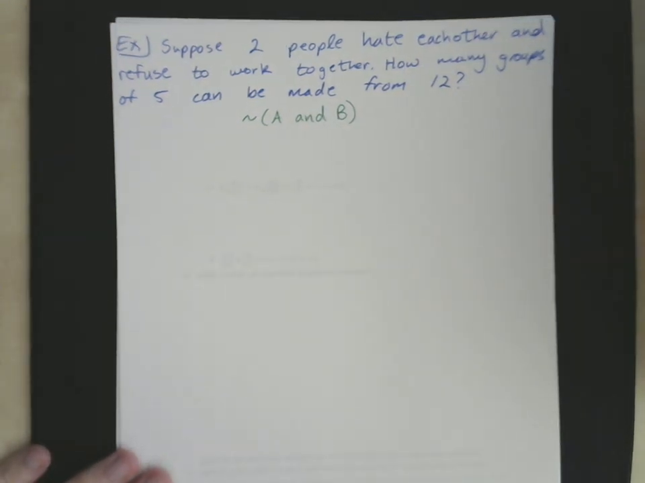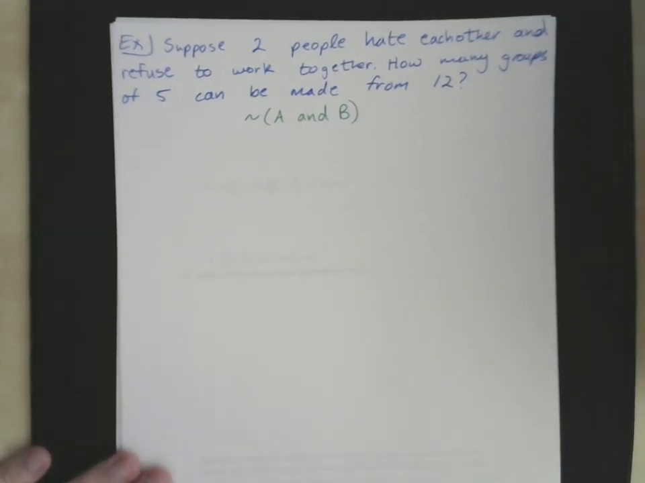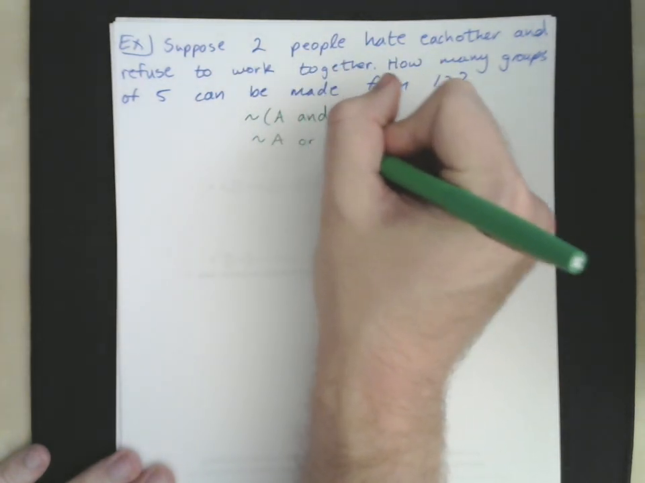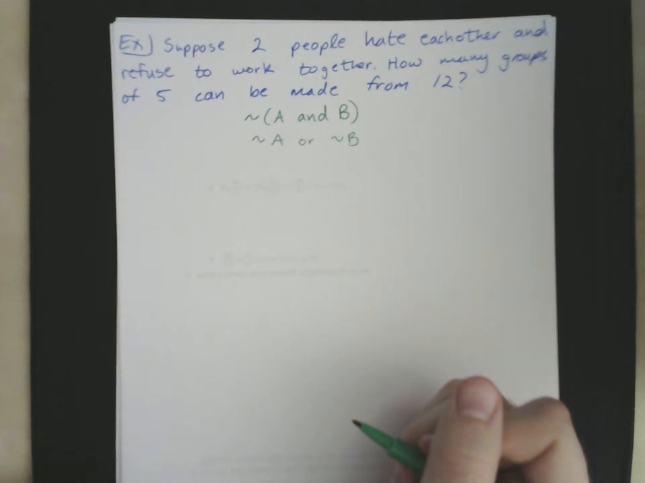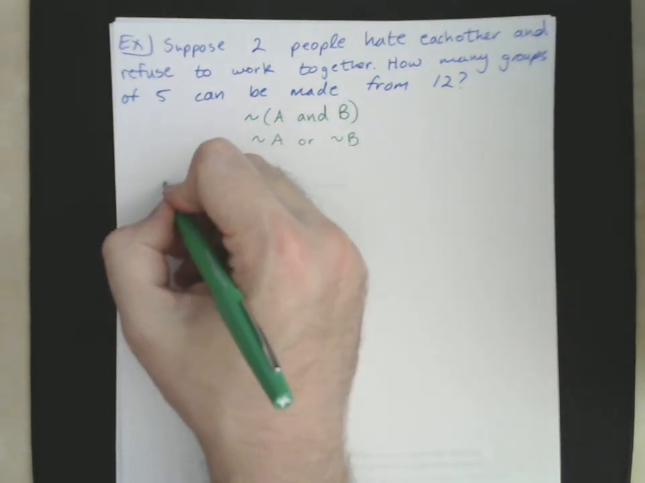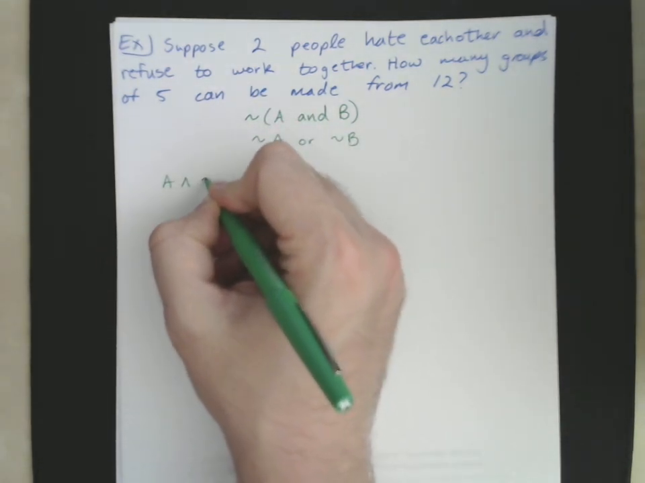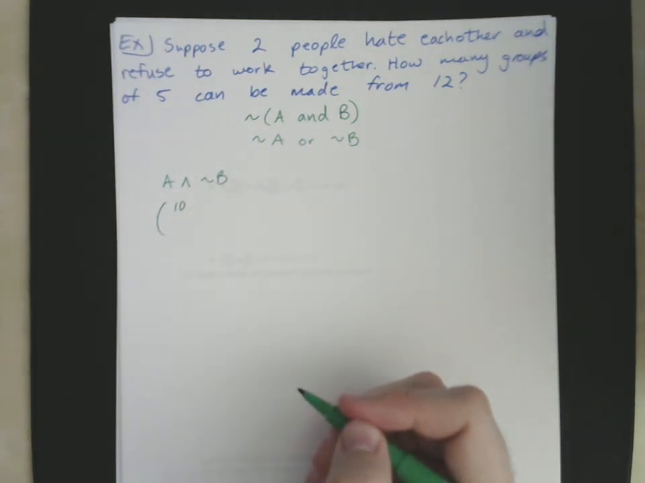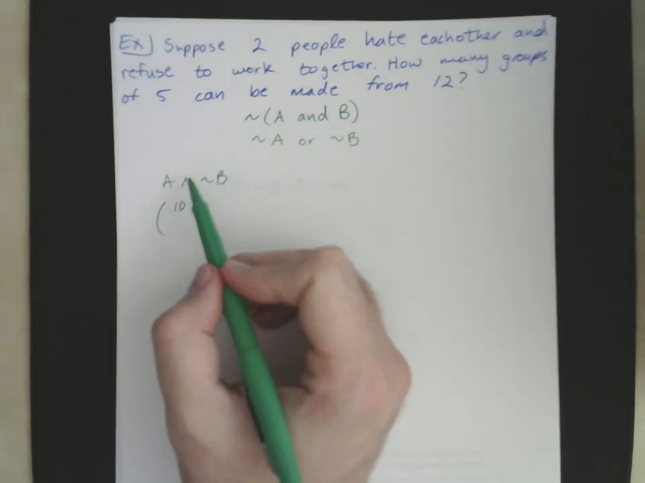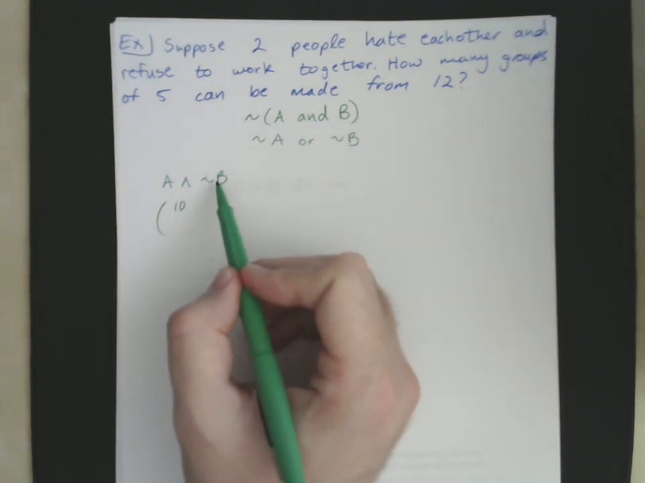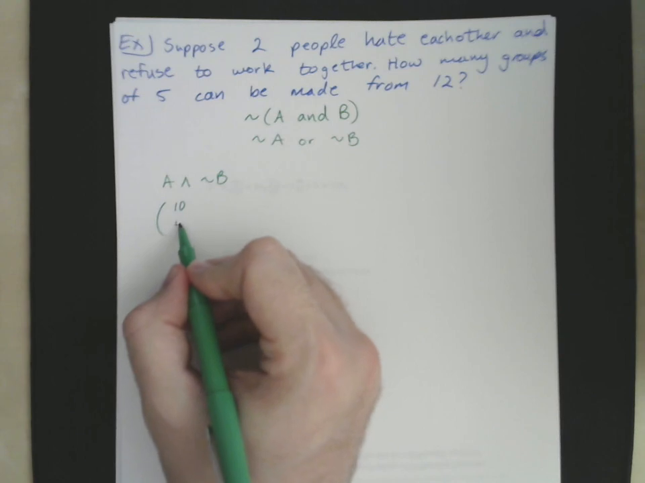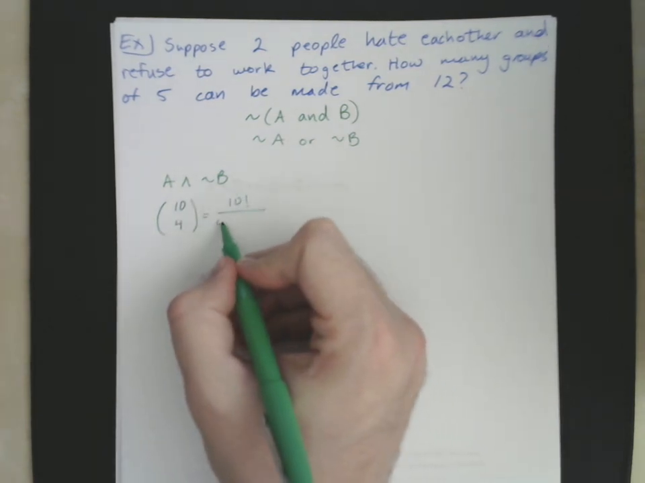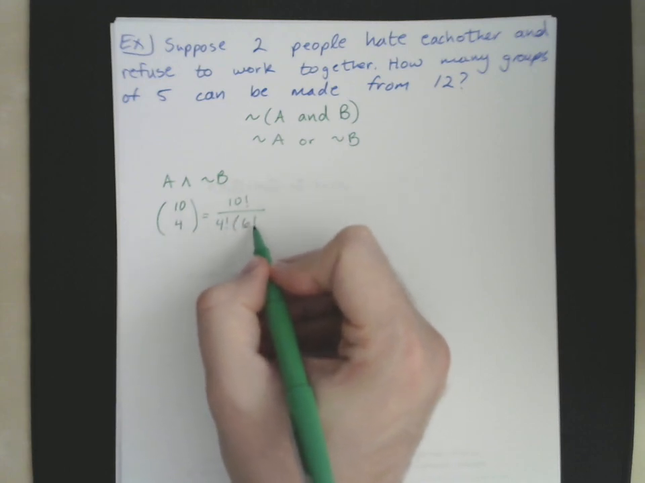Now, logically, this means a couple of things. We know that this is equivalent by De Morgan's law to not A or not B. And so that gives us our 3 cases. So we can have A and not B, in which case we have 10 people to choose from because A is in our group. We can't have B, that eliminates 2 choices, but we need to pick 4 people, which is 10 factorial over 4 factorial times 6 factorial.